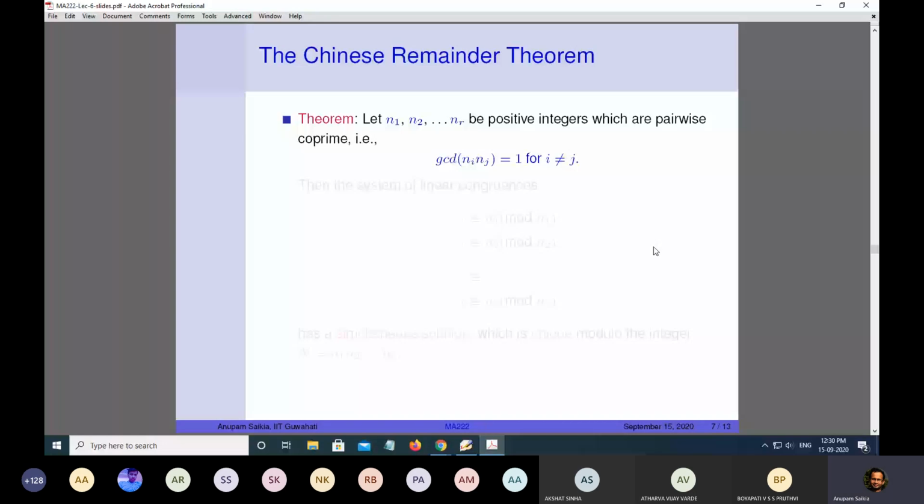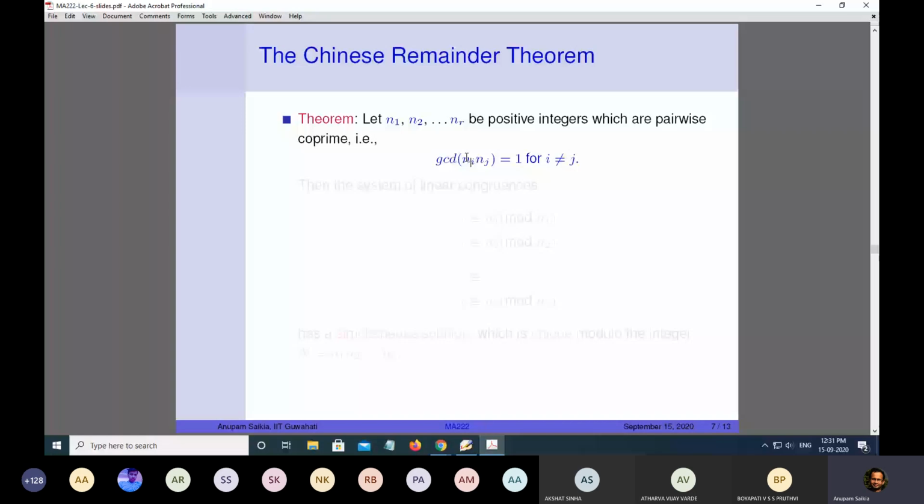So that's like a simultaneous congruence equation that we want to solve. First of all, let these be positive integers which are pairwise co-prime. What do I mean? Their GCD, this comma is missing, the GCD of Ni and Nj should be 1. Like 18 and 35.